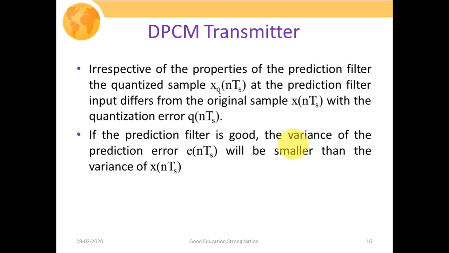If we do not perform this DPCM operation, then in PCM we have to individually encode each and every sample value independently. But if the prediction filter is good, then the variation in the prediction error will be much smaller than the variation in x of nTs, or in the contiguous, neighboring sample values, that is x of nTs and x of (n-1)Ts.